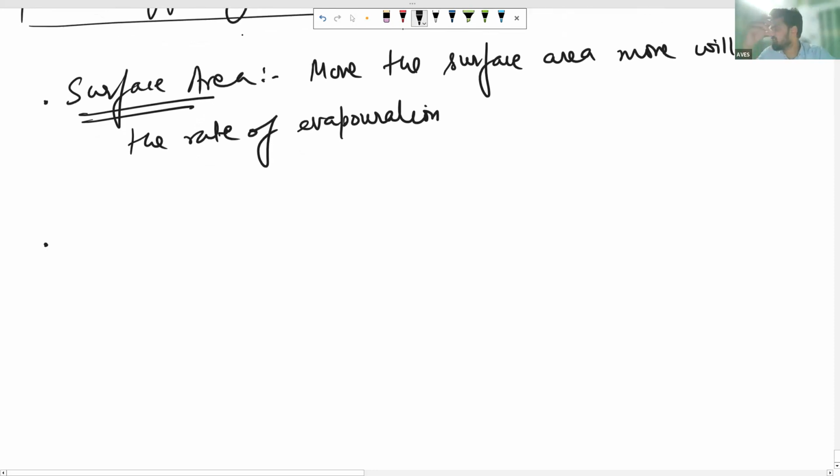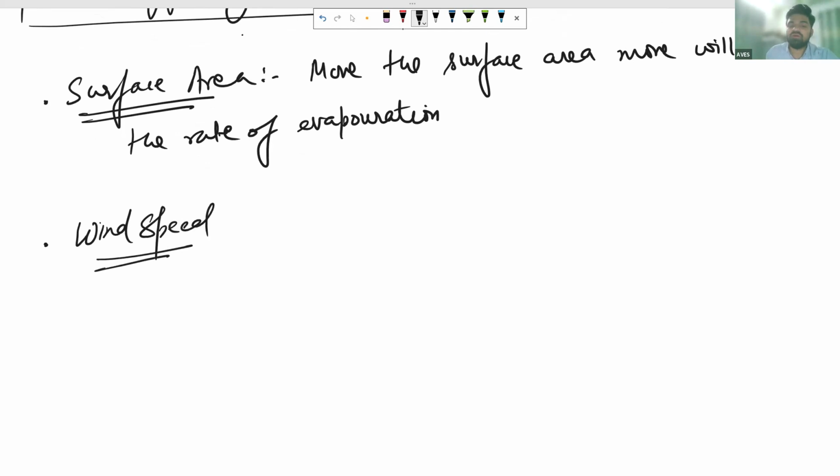Second, wind speed. If the wind speed is more, will the evaporation be faster or slower? If the wind speed is slow, a lesser number of particles will hit the cloth. But if the wind is blowing faster, then a greater number of particles per second will come in contact with the clothes or the wet substance, and it will take more particles, so evaporation will be at a faster rate.